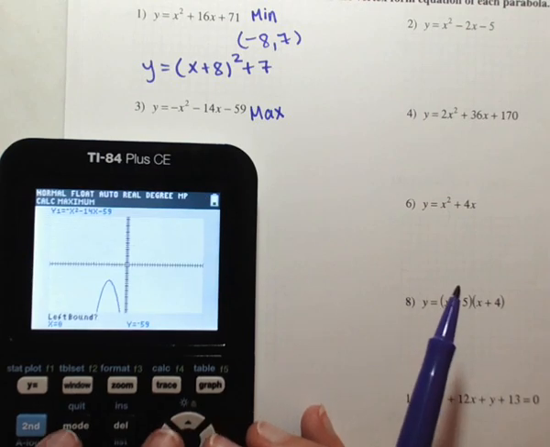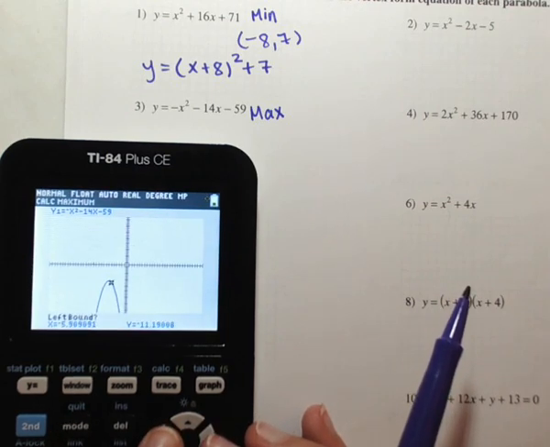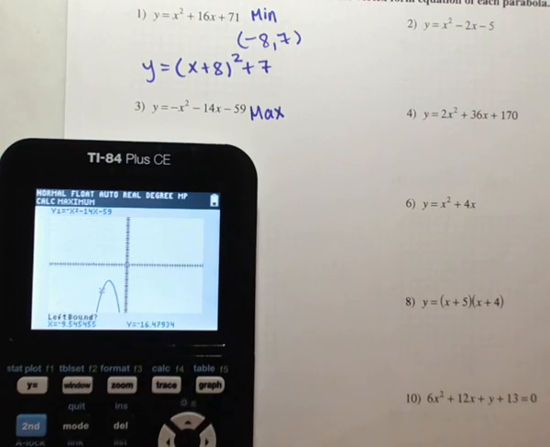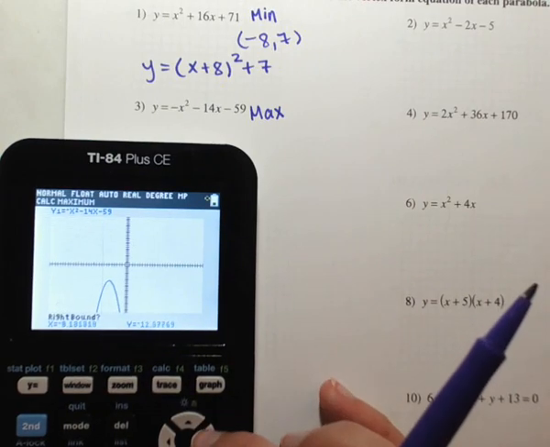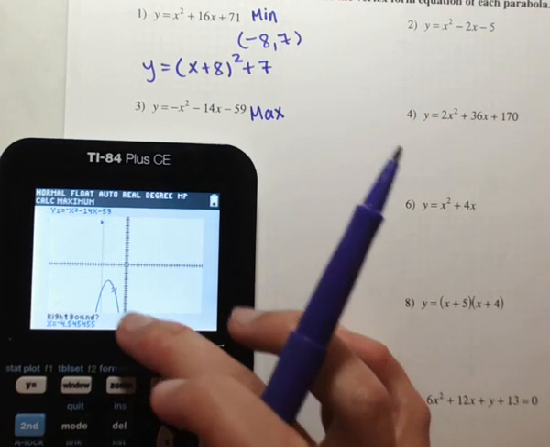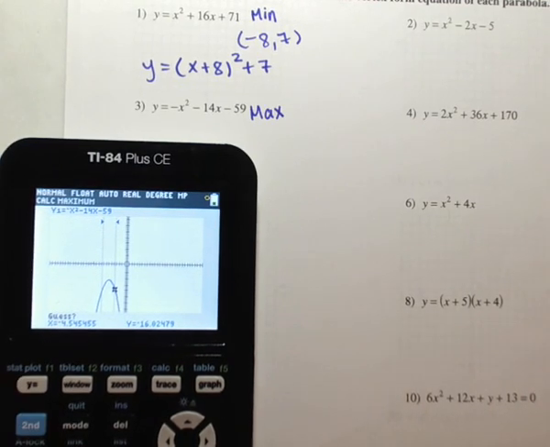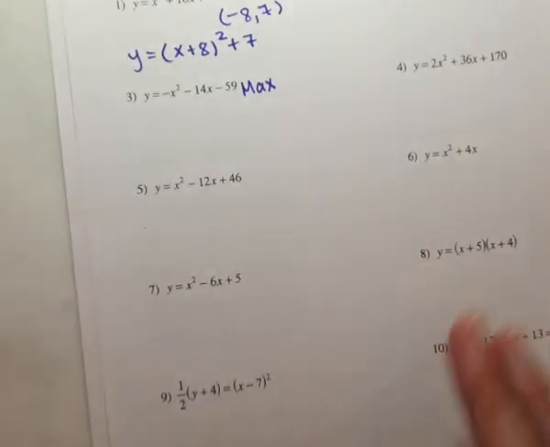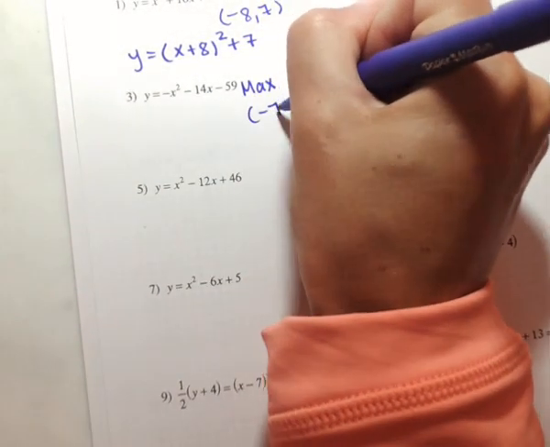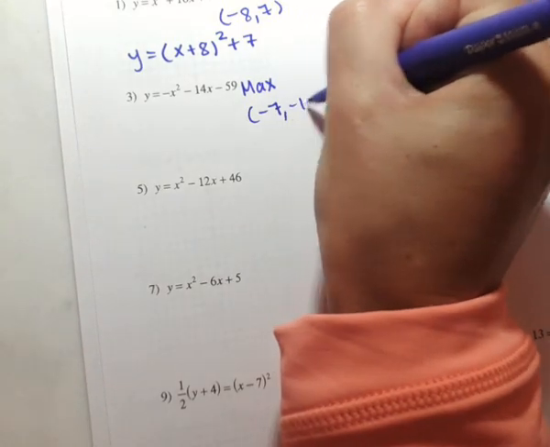And then left bound, I'm going to hold down that cursor to get to the left-hand side of the graph, press enter, hold it down for right bound. Anywhere on the right-hand side will work. Enter, and then one more time when it says guess, you press enter. So negative 7, negative 10 is the vertex.